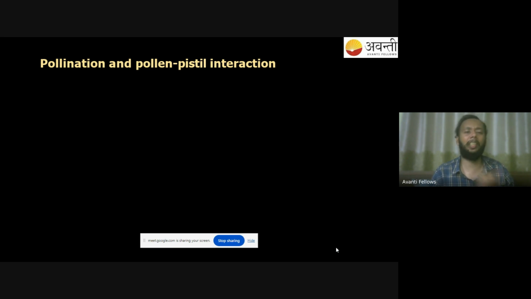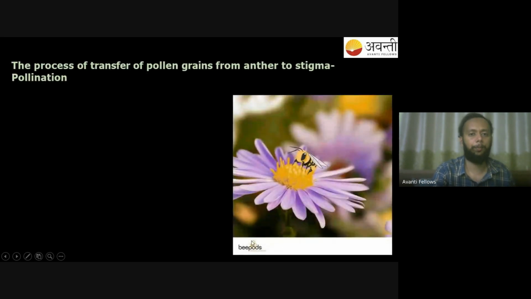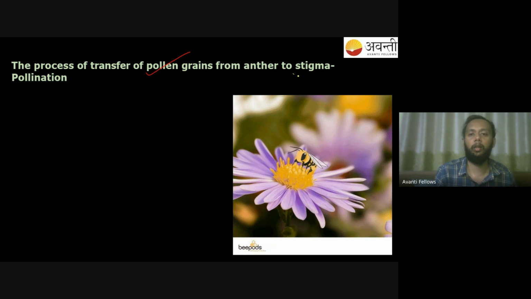Okay. Now let's talk about pollination. You know that it is nothing but the transfer of pollen grain. That is called pollination. That is the only thing we have to understand in slightly more detail, right? The process of transfer of pollen grain from anther to stigma is called pollination. So that is something you have to know, right?